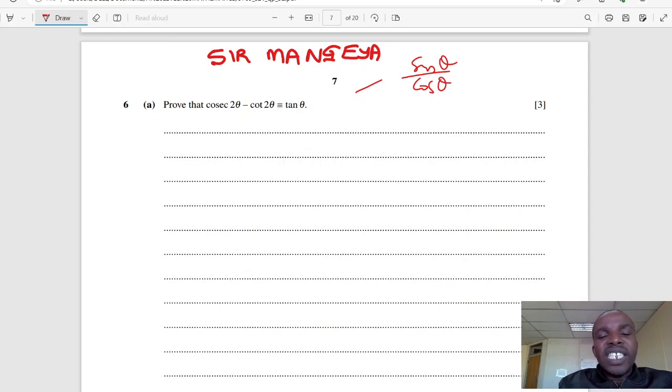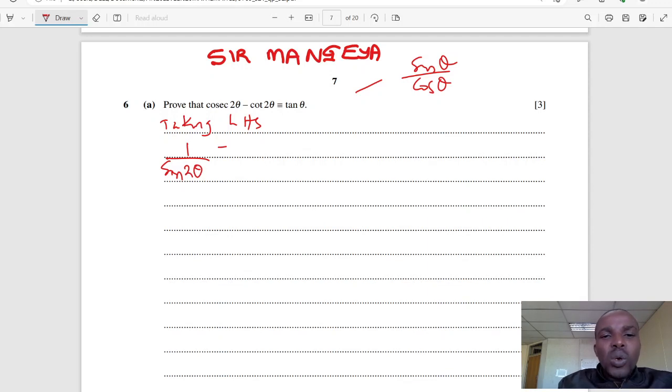Right, I can take the left hand side, because there are a bit more items on the left side than on the right side. Cosec is 1 over sine, so it's 1 over sine 2 theta. That's cosec; it is there in the formula booklet.